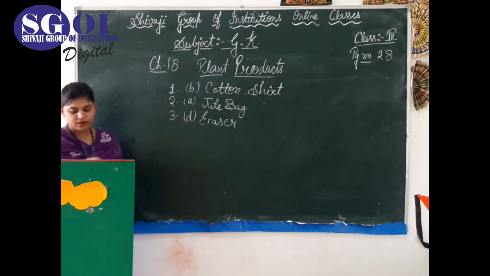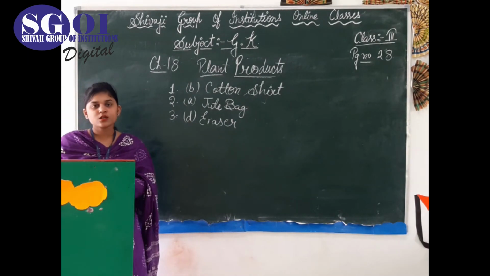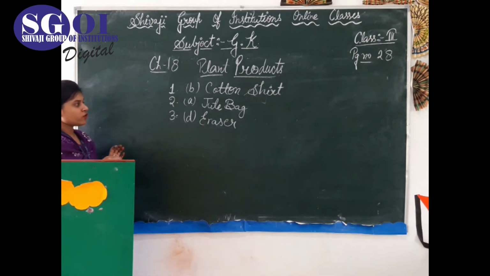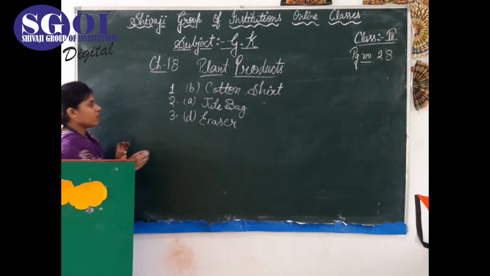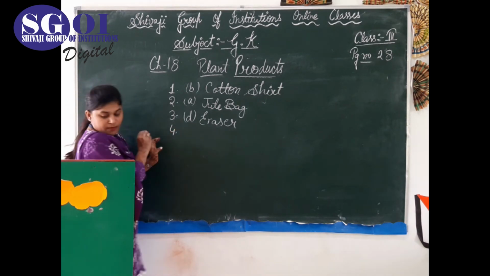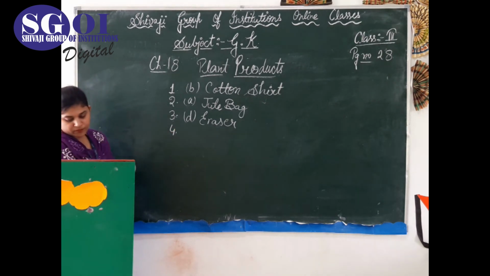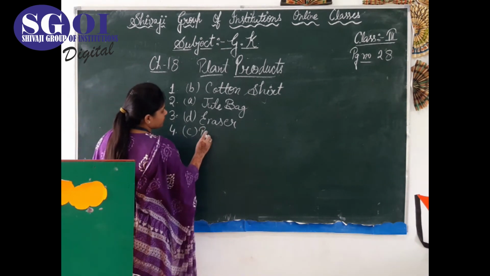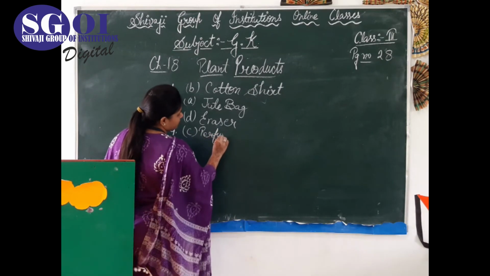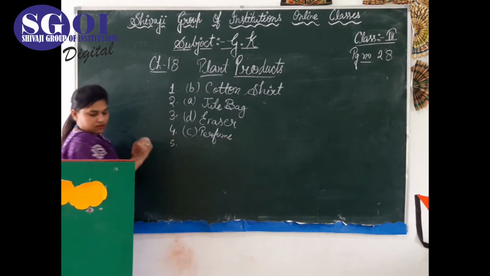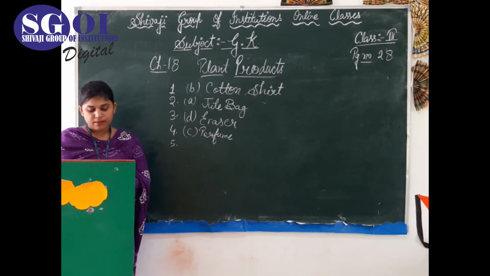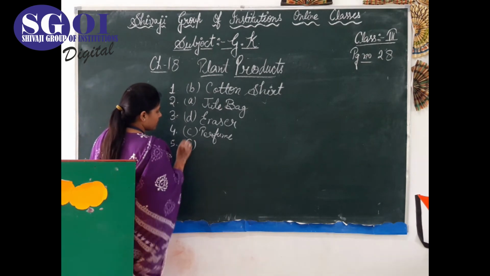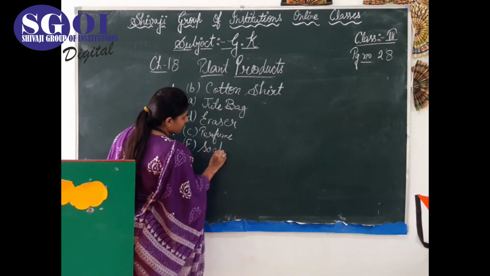Alright. Now fourth is rose. Match it with perfume. Perfume is made by rose tree or plant. So match it with option C. Perfume. Fifth. Match it with option F. Soap. Soap.